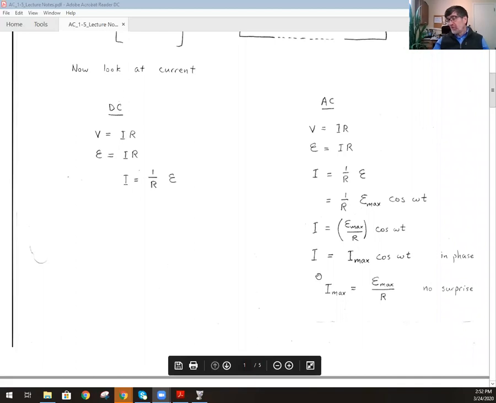And you can rewrite this just dealing with the maximum and say the maximum current would be the maximum voltage divided by the resistance. There's nothing surprising here. All of this is what you might have expected.